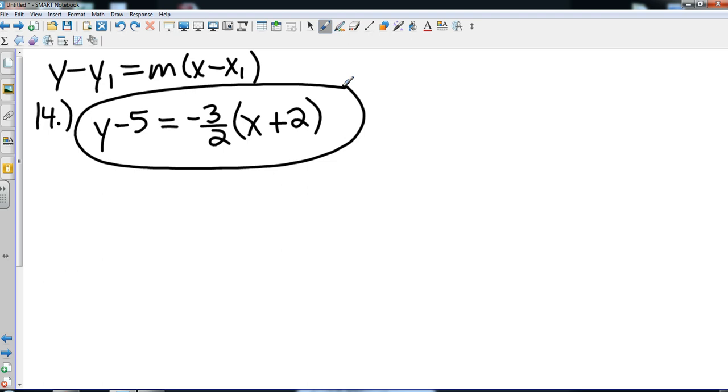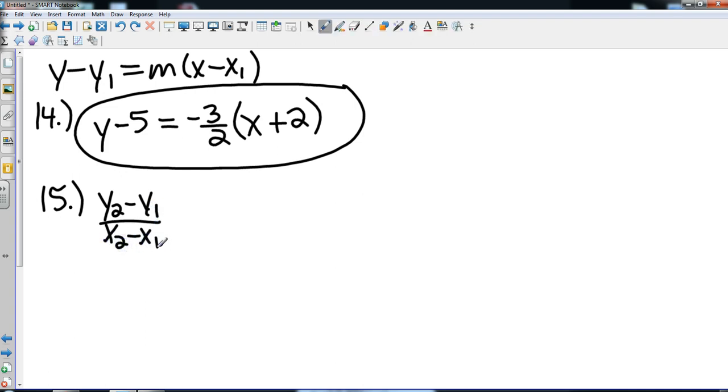Okay, so I'm going to go ahead and do these on the same page. The only difference in number 15 is they didn't give us a slope. There's 2 ways to do it. You could put those 2 points on a graph and find the rise over run, or we can just use our slope formula that we used before, which was y2 minus y1 over x2 minus x1.